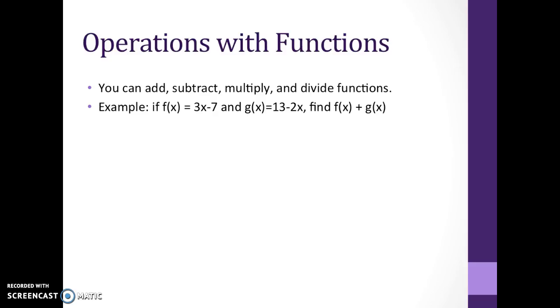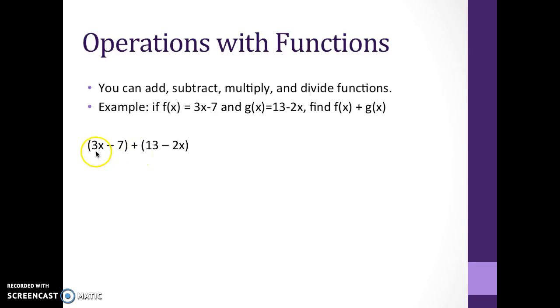If f of x equals 3x minus 7 and g of x equals 13 minus 2x, find f of x plus g of x. So what we're going to do here is set this up. We are going to put inside our parentheses our f of x, which is 3x minus 7, and then in separate parentheses our g of x, which is 13 minus 2x. And we're going to add those together.